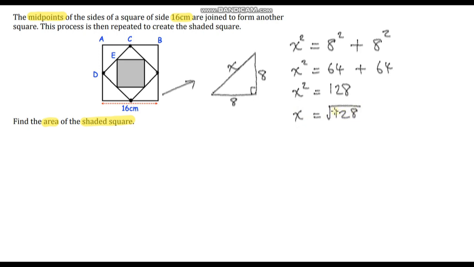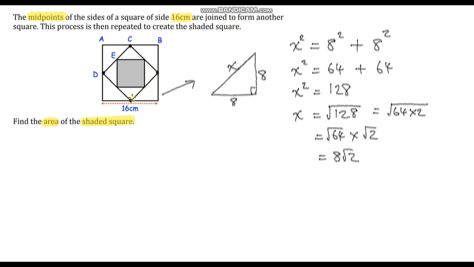Now, we don't have a calculator. But I can see that this here is 2 lots of 64. It's just 64 plus 64. So it's equal to the square root of 64 times 2, which is equal to the square root of 64 times the square root of 2. And the square root of 64, well, 64 is a perfect square. This is 8. So this is just 8 root 2. So I've just basically simplified root 128 to 8 root 2.